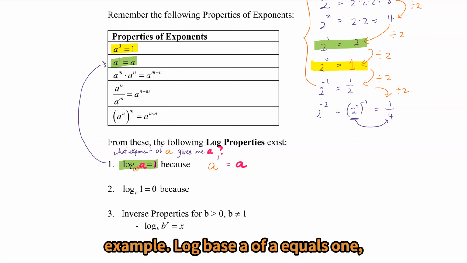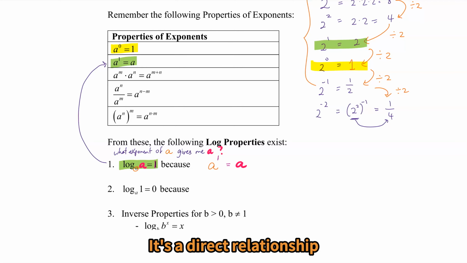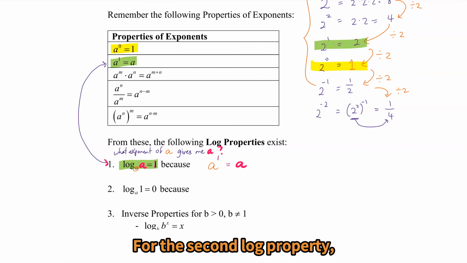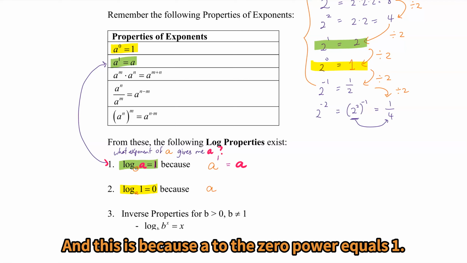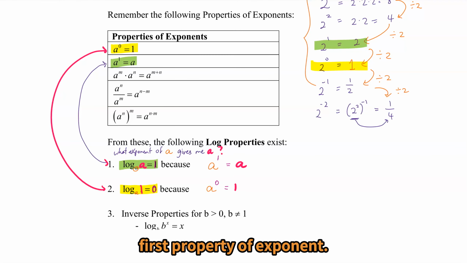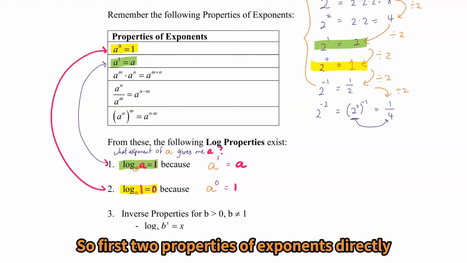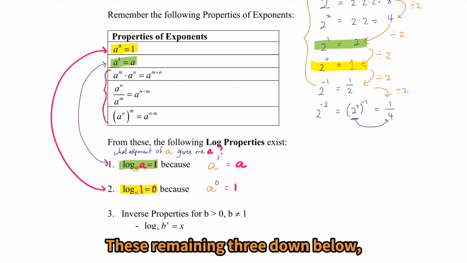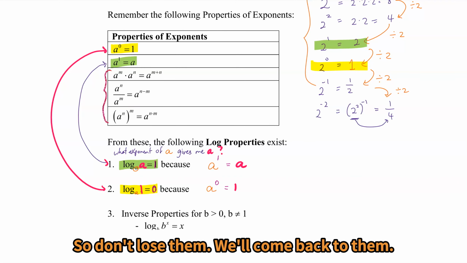Log base a of a equals 1 because a to the first power equals a. It's a direct relationship between those properties of exponents above. For the second log property, log base a of 1 equals 0. And this is because a to the 0 power equals 1. And this directly relates to that first property of exponents. So the first two properties of exponents directly correspond with two of our log properties. The remaining 3 down below we're going to talk about in a little bit, so don't lose them.